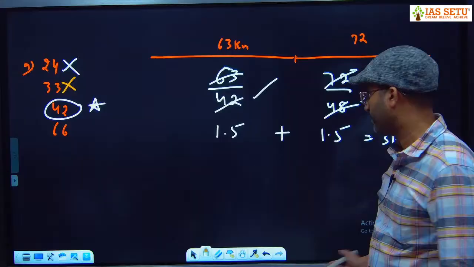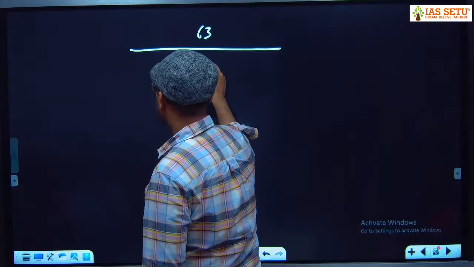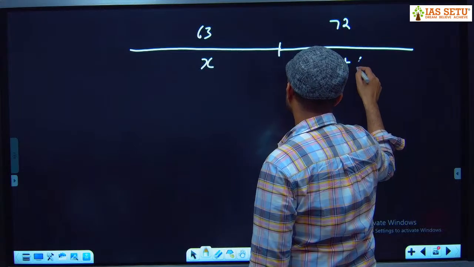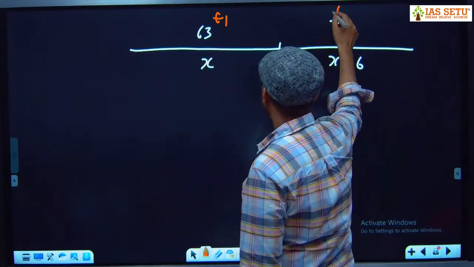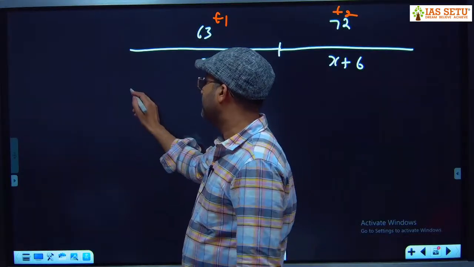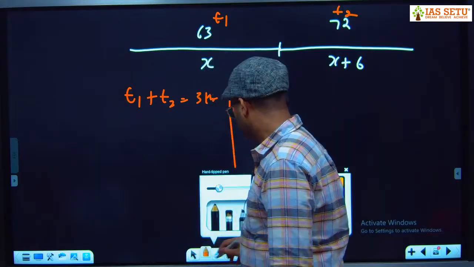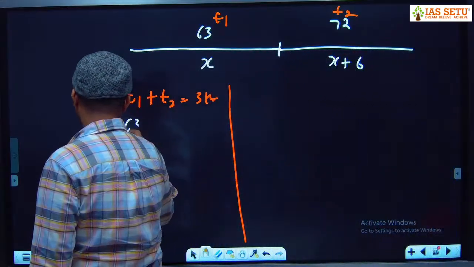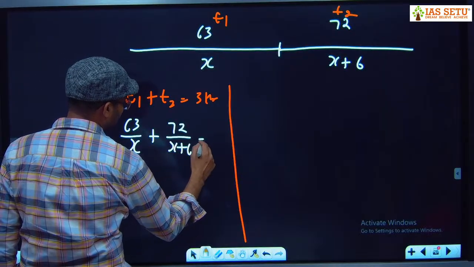होगा वही fit बैठेगा. Now, 63 kilometer I cover with the speed of x. Then 72 kilometer I cover with the speed of x plus 6. Here I need time t1. Here I need time t2. And I told you when the time is given, time से ही खेलना है. t1 plus t2 is 3 hour. What is time? Distance upon speed. So 63 upon x plus 72 upon x plus 6 is equal to 3 hour.